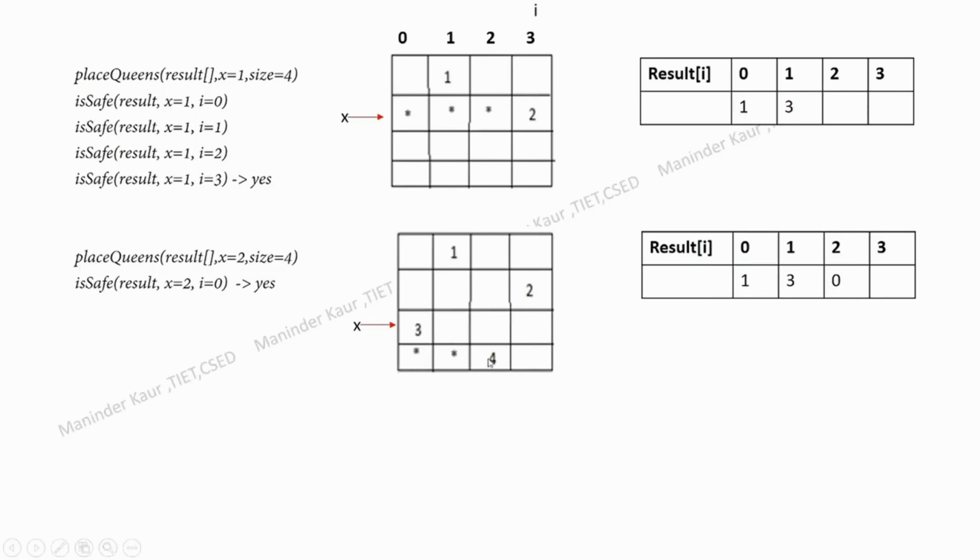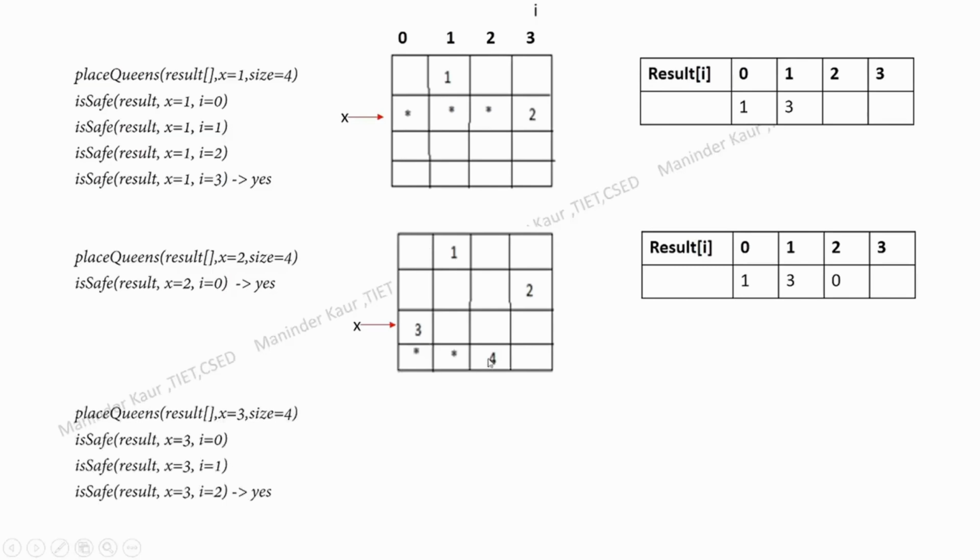Now moving further, for the last row, insertion here for the fourth queen is not possible because of vertical attack. Insertion here also is not possible because of diagonal attack. But we can place the fourth queen at this position. This position means the index 0, 1 and 2. This position index is 2. For placing the fourth queen at index 2, the safe function returns yes.